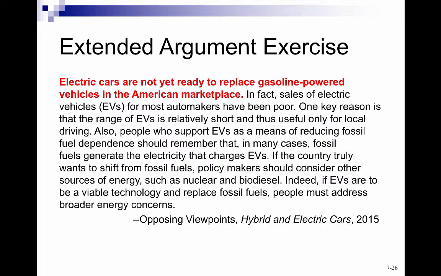Okay, let's look at the two basic arguments inside this argument. The second and third sentence have to do with poor sales of electric cars. So that's probably an argument in and of itself. The remaining sentences in the paragraph are about how electric cars are still dependent on fossil fuels. And that's the other argument. So let's look at the first argument. In fact, sales of electric vehicles, or EVs, for most automakers have been poor. One key reason is that the range of EVs is relatively short and thus useful only for local driving.